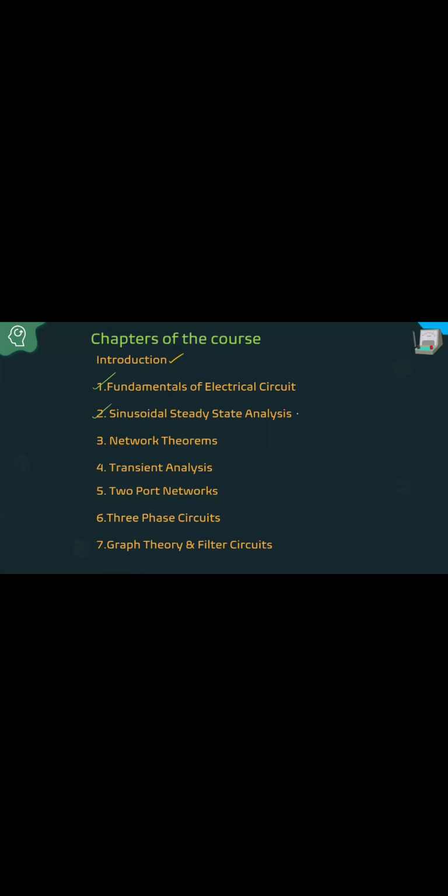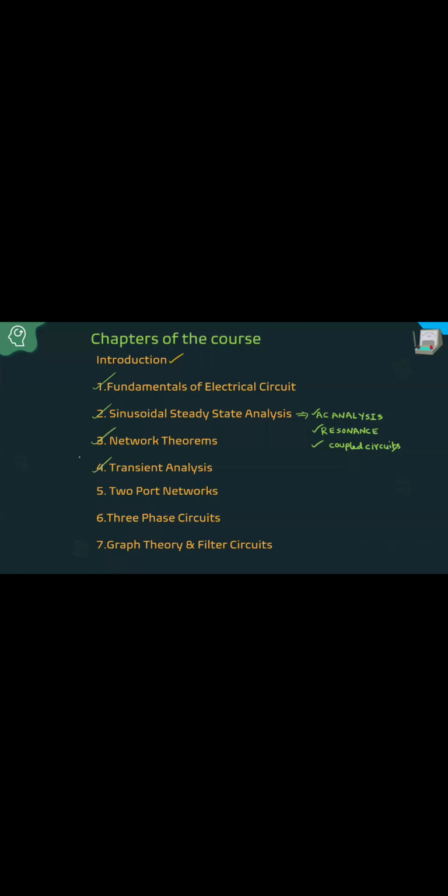In sinusoidal steady state analysis, mainly I have to discuss AC analysis and the concept of resonance. One is AC analysis. The next one is the resonance concept. The next one is coupled circuits, that is the magnetic circuits, coupled circuits. These topics will be covered in sinusoidal steady state analysis, that is AC analysis, resonance, coupled circuits. Then after completing these, I will start the network theorems.